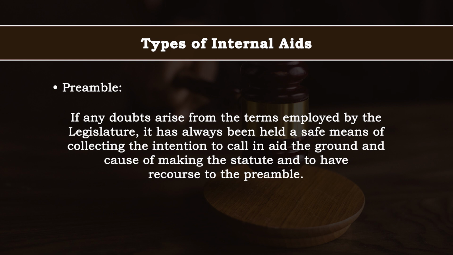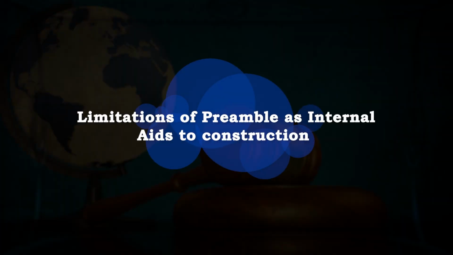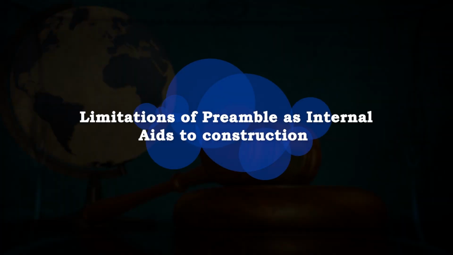If any doubts arise from the terms employed by the legislature, it has always been held a safe means of collecting the intention to call in aid the ground and the cause of making the statute and to have recourse to the preamble. In the case of Kashi Prasad versus State, the court held that even though the preamble cannot be used to defeat the enacting clauses of a statute, it can be treated as a key for the interpretation of the statutes. However, this preamble has some limitations as an internal aid to construction.